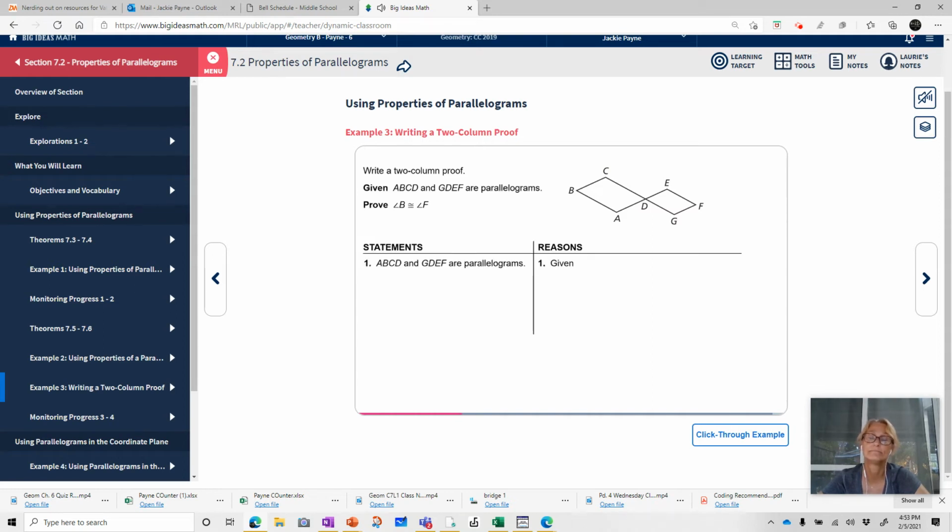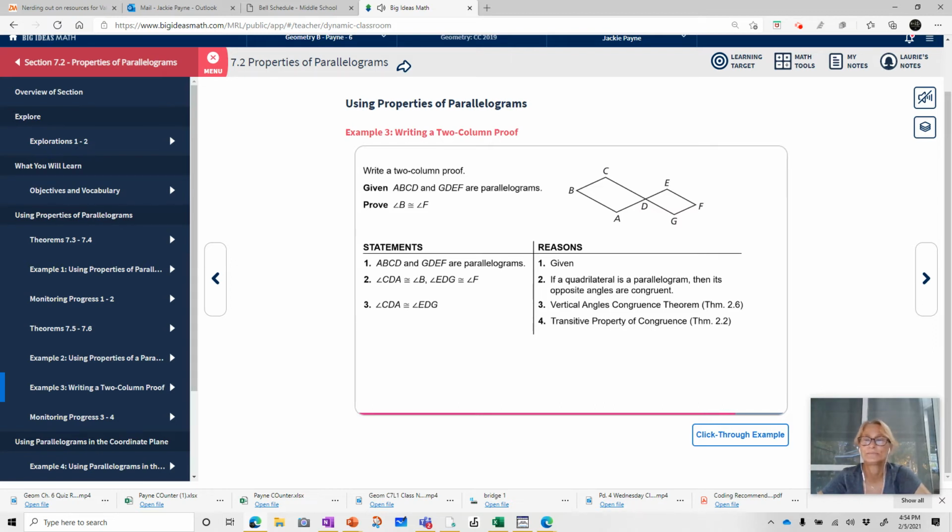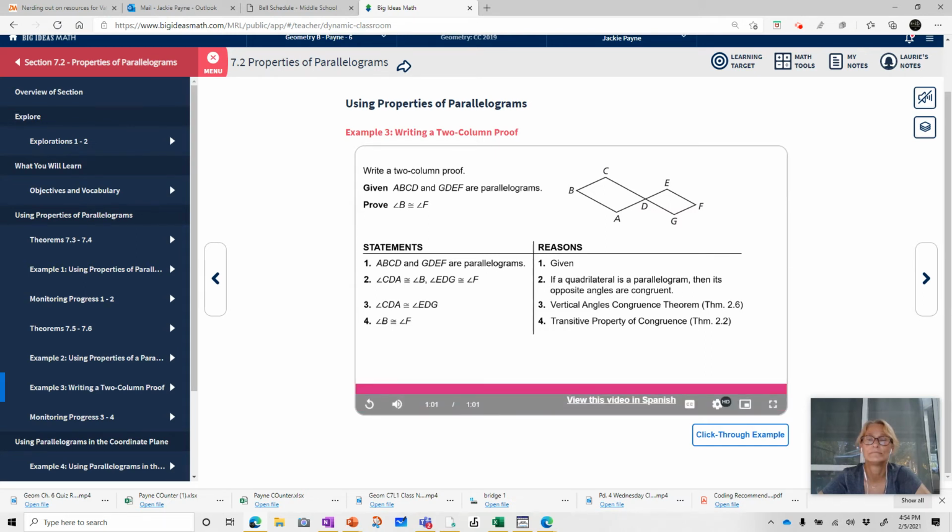You are given that ABCD and GDEF are parallelograms. By the parallelogram opposite angles theorem, if a quadrilateral is a parallelogram, then its opposite angles are congruent. So, angle CDA is congruent to angle B, and angle EDG is congruent to angle F. Next, notice that angle CDA and angle EDG are vertical angles. So, by the vertical angles congruence theorem, angle CDA is congruent to angle EDG. Then, by the transitive property of congruence, angle B is congruent to angle F. Okay, hopefully you followed all that. Transitive property, right through the middle with vertical angles.